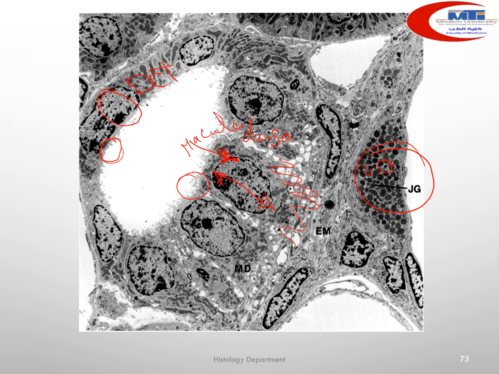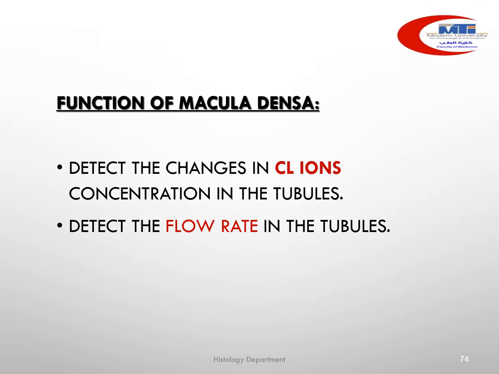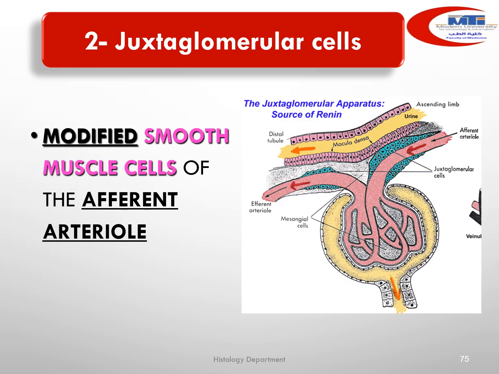The juxtaglomerular cell contains lots of electron dense material inside it, which is the renin hormone. The macula densa's main function is to detect and monitor the chloride ions and detect the flow rate in the tubules. It is sensory. Juxtaglomerular cells are modified smooth muscles in the afferent arteriole.